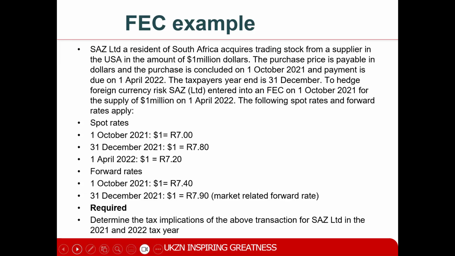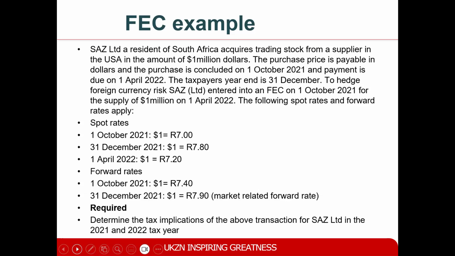Now, we've got the transaction date, which is 1st October. We've got the translation date, which is the 31st December year end. We also have the realization date, which is 1st April 2022. But now we're still in 2021.